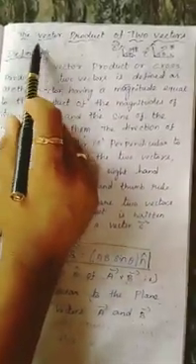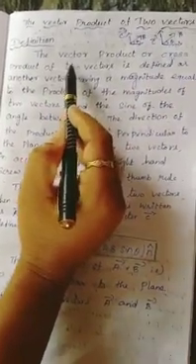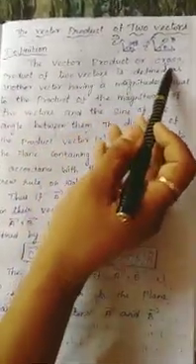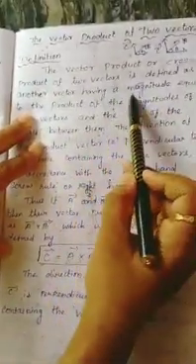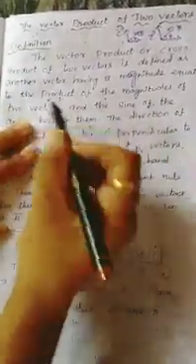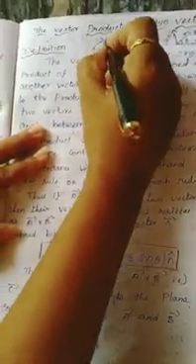Now let us see the vector product of two vectors. Already we saw that the scalar product is a dot product, and here the vector product is a cross product, which is defined as another vector having a magnitude equal to the product of the magnitudes of two vectors. So let us take this A vector and this B vector.